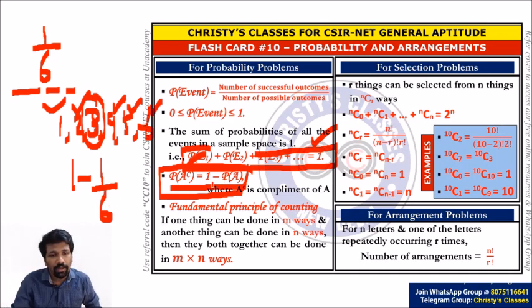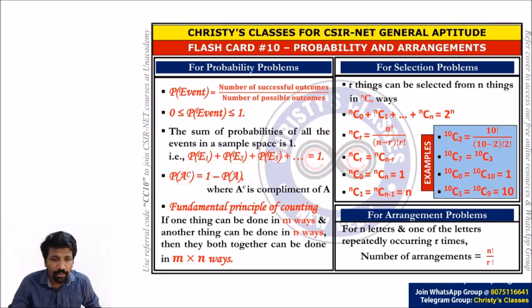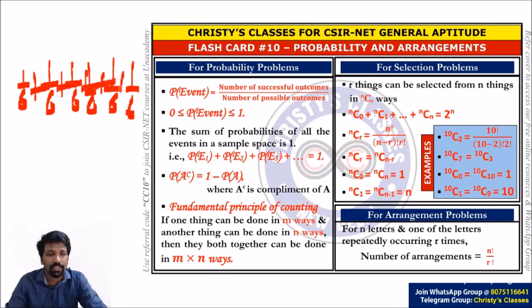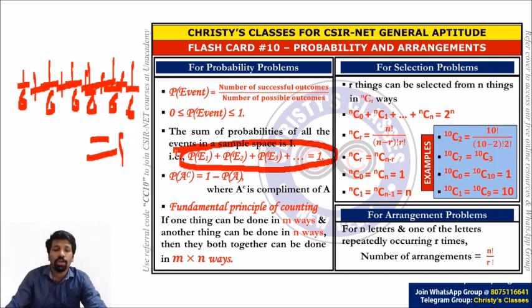That is nothing but the complement of getting 3, which is the probability of not getting 3. Otherwise, we can say probability of getting 1 is 1 by 6, probability of getting 2 is 1 by 6, probability of getting 3 is 1 by 6, probability of getting 4 is 1 by 6, probability of getting 5 is 1 by 6, probability of getting 6 is 1 by 6. If you add all these 6 things, you will get exactly 1. That is what this property is saying. Probability of all the events added will be 1.